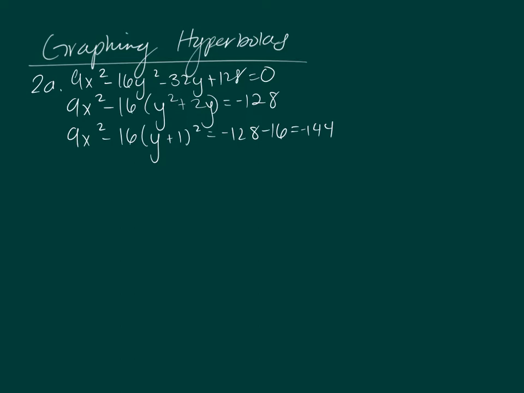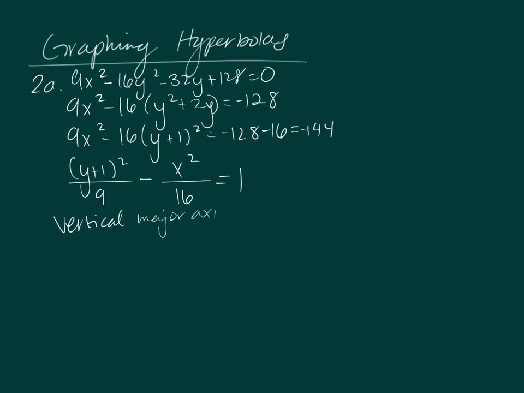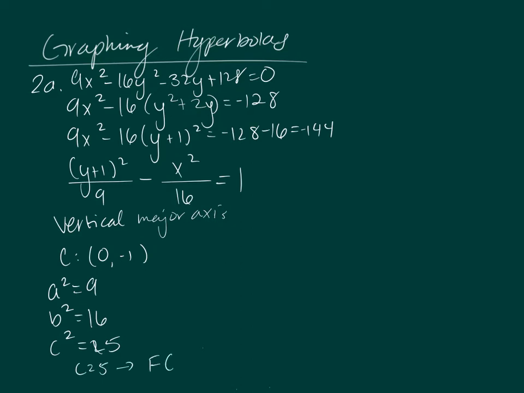Divide everything by negative 144. We get y plus 1 squared over 9 minus x squared over 16 is equal to 1. Okay, so since y squared is positive, this is a vertical major axis. Our center is 0, negative 1. A squared is 9, b squared is 16, and c squared is the addition of the two, so that's 25. So c is 5, so our foci are 0.